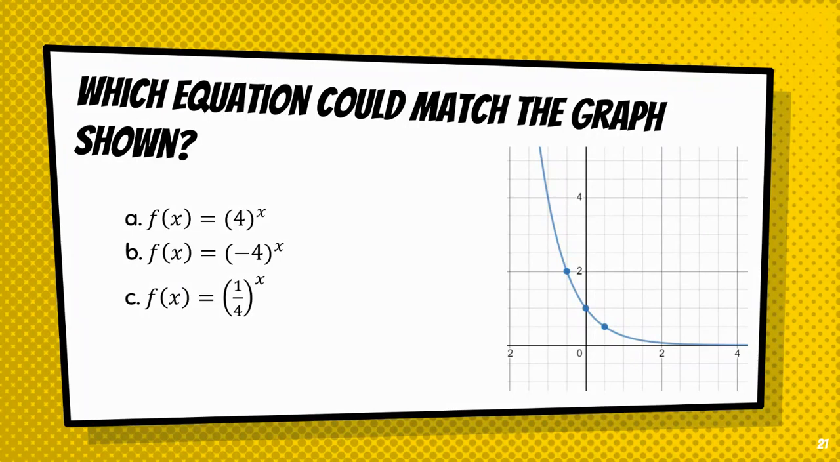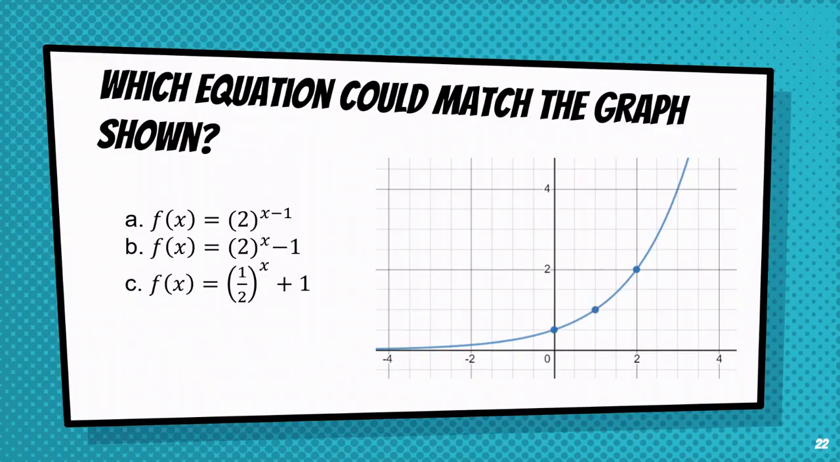Let's take a look here at some graphs and we're going to see which equation best matches it. Let's start with, is this growth or decay? Well, it's going down, okay? So we know that this has to be decay, which means that A is automatically out. Now I want to talk about B for a second because we just discussed this. You cannot have a negative base. So this isn't even an option. Letter C, of course, the base is less than 1, which means this is a decay function.